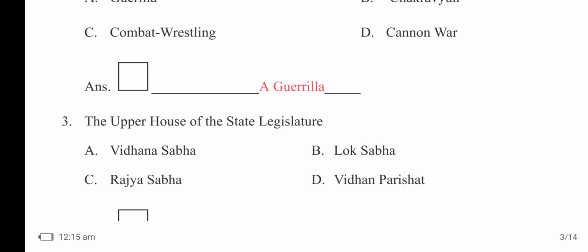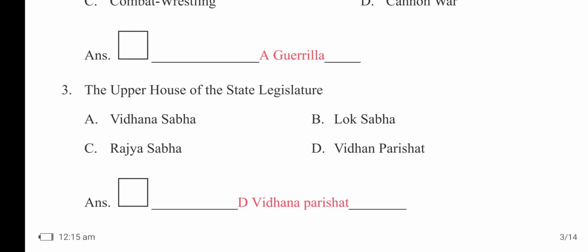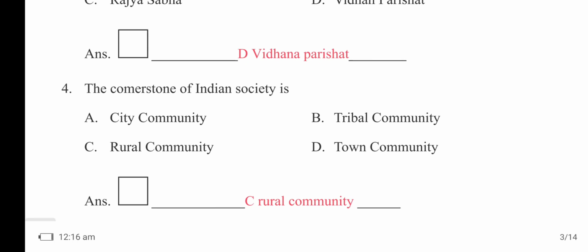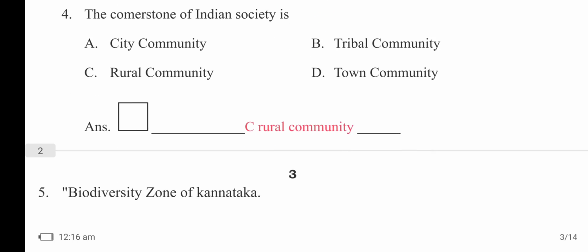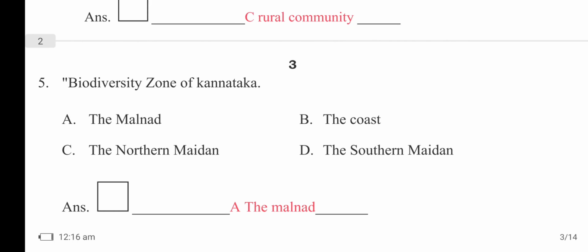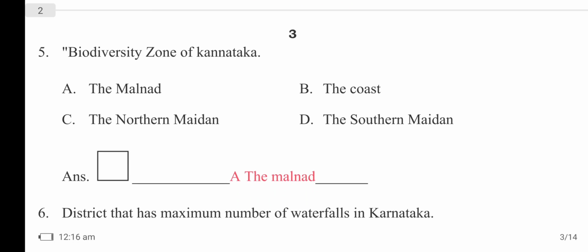The upper house of the state legislature: is it Vidhana Sabha, Loka Sabha, Rajya Sabha or Vidhana Parishad? Option D is the right answer, Vidhana Parishad. The cornerstone of Indian society is: city community, tribal community, rural community or town community. The cornerstone of Indian society is option C, rural community. Biodiversity zone of Karnataka: the Malnad, the coast, the northern Maidan, the southern Maidan. Option A is the right answer, the Malnad.